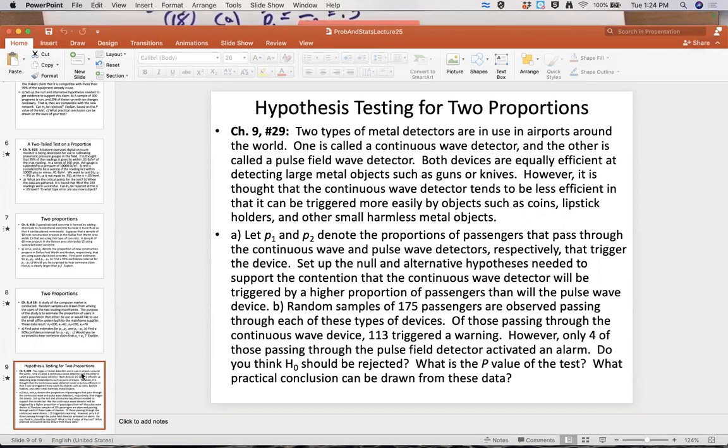Two types of metal detectors are used: continuous wave and pulse field wave. You know, this book is 20 years old, I don't know how out of date this is. They're equally efficient at detecting large metal objects such as guns or knives, but one is less efficient with small objects. This is kind of like airport security. P1 and P2 are the proportions of passengers that pass through the continuous wave and pulse wave detectors respectively that trigger the device. Set up hypotheses to support the contention that the continuous wave is triggered more often, a higher proportion than pulse wave.